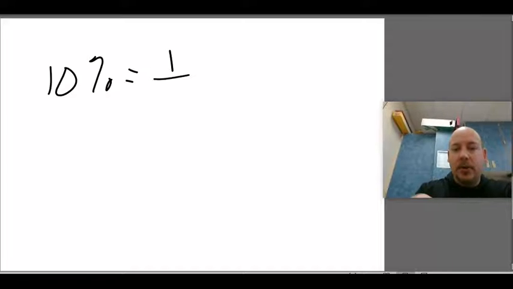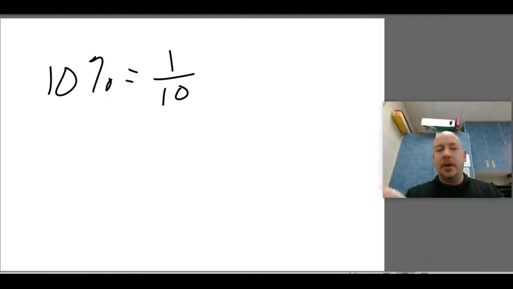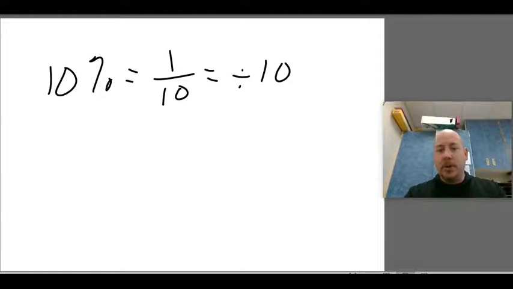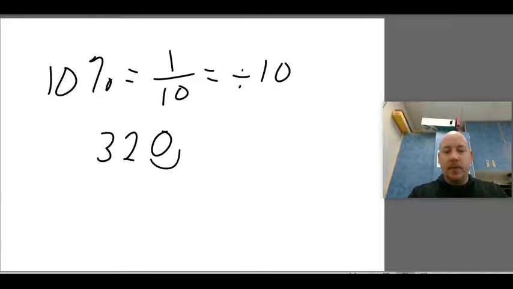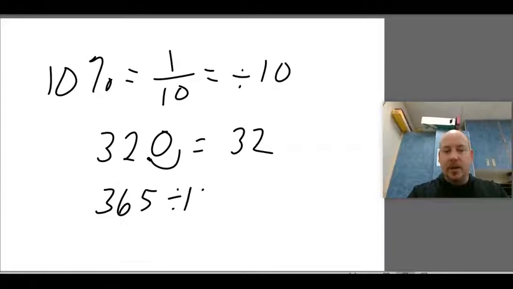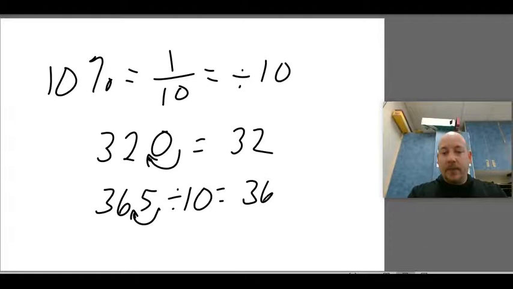10% equals a tenth, right? And a tenth of something is the same as dividing by 10, right? And dividing by 10 is super easy because all we have to do is move a decimal point over. So 320 would become 32, or if I had 365 and divided that by 10, move that decimal point over. Sometimes we learn we drop the 0, which if it ends in 0, that's true, but we're really just moving that decimal point over. So finding a tenth of something is pretty simple because we're just moving a decimal. There's no real calculations we have to do.